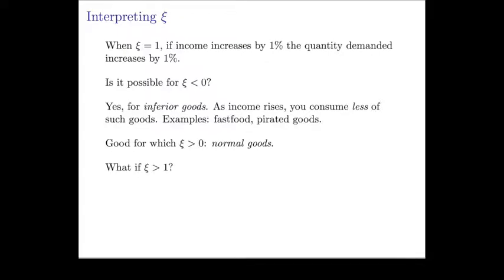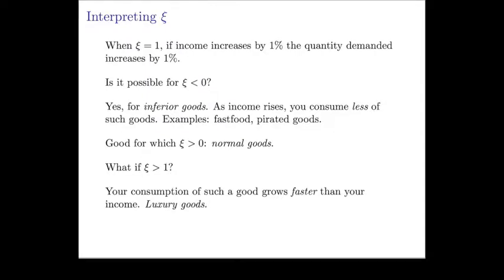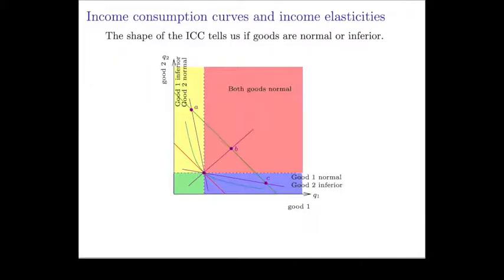And what if the income elasticity is greater than 1? So the percentage change in consumption, or the quantity demanded, outpaces the percentage change in income. Well, these are called luxury goods, because your consumption of this good grows faster than your income. So anything that has an income elasticity between 0 and 1 is called a necessity. Now, the shape of the income consumption curve tells us whether a good is normal or inferior.